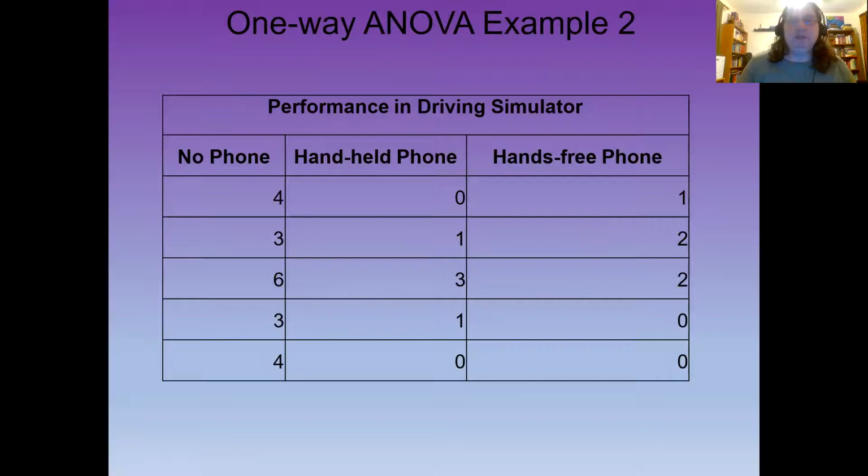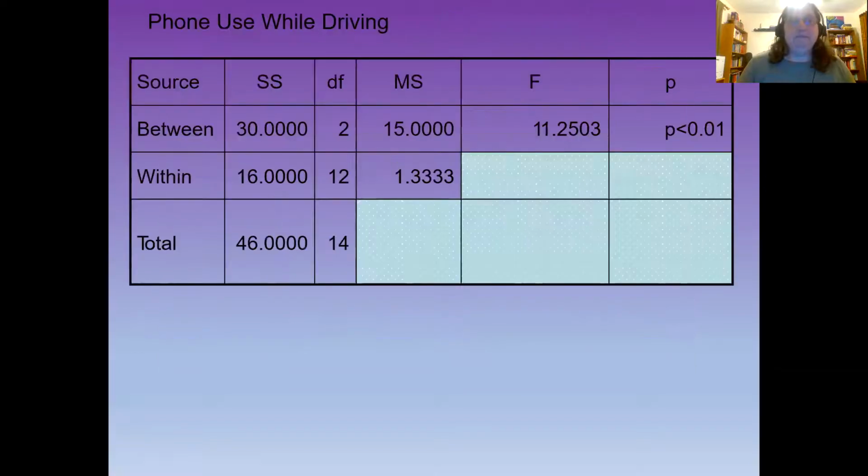So 15 people total. Okay. If I ran this through SPSS, this is what I would get. Very nice healthy F of 11.2503, P less than 0.01. And just notice here the within numbers, the 16, the 12, the 1.3333. Okay. Just observe those. Watch how they go down and the F jumps up.